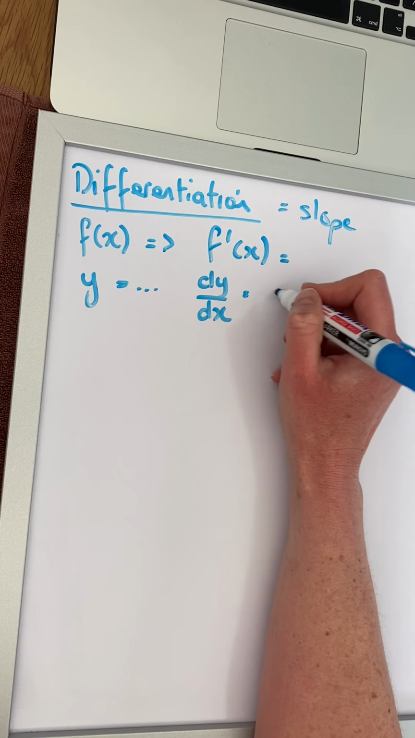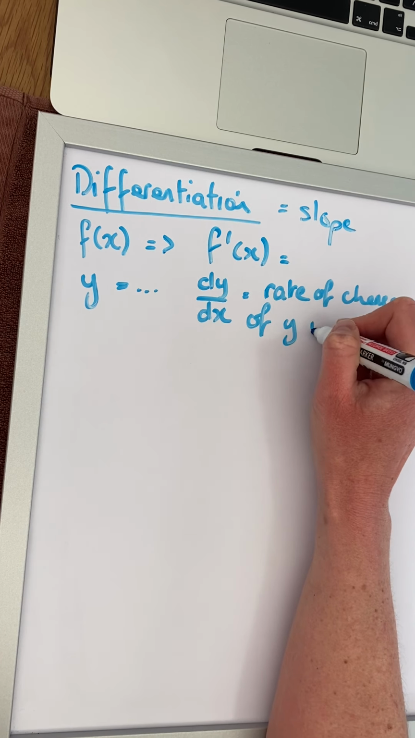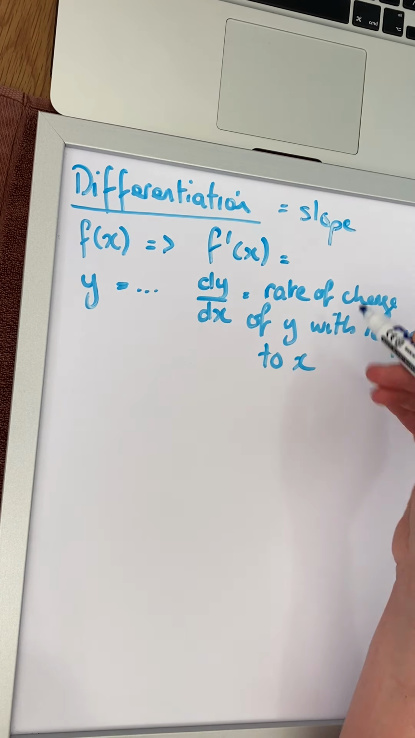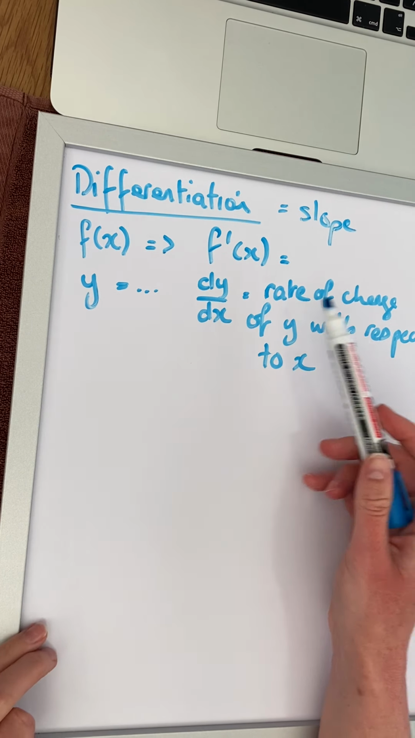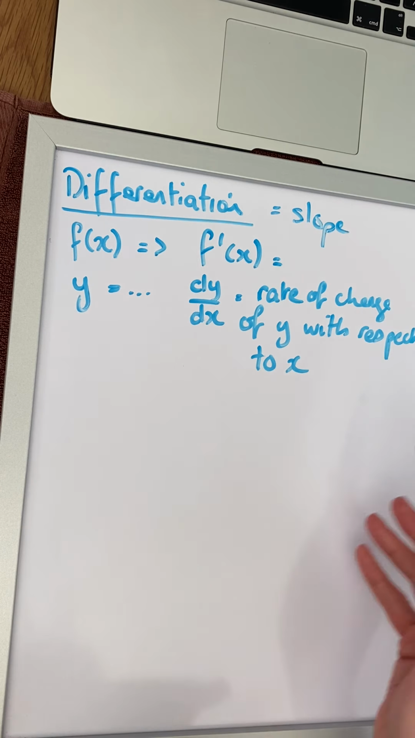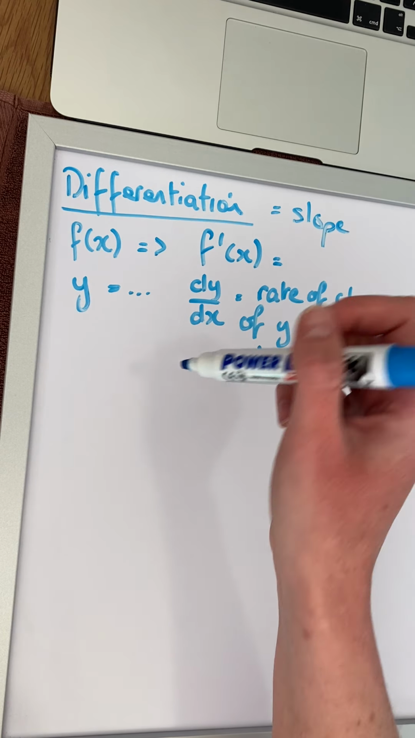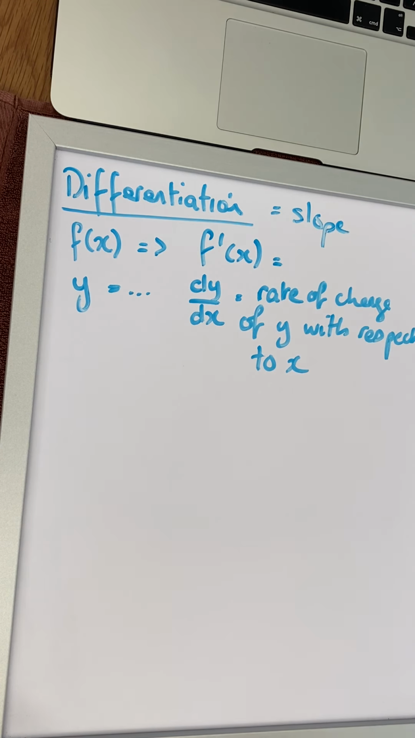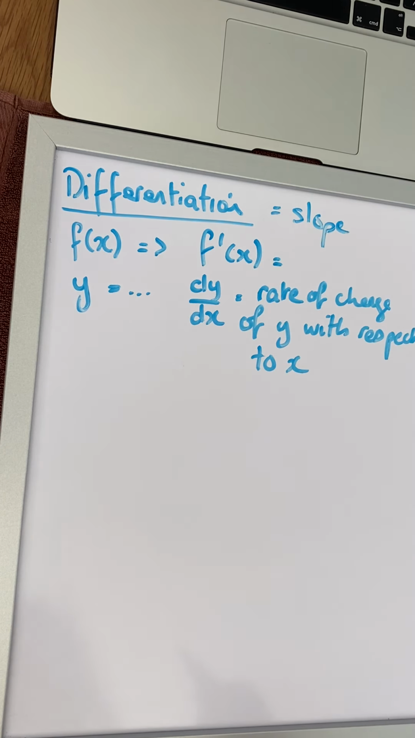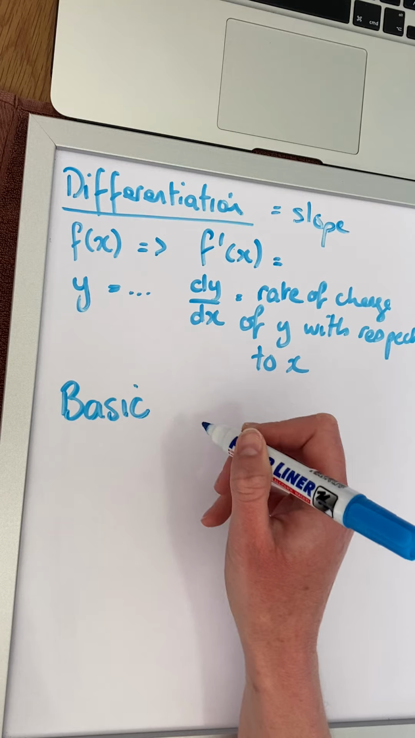Now what dy dx means is the rate of change of y with respect to x. So this is where our link with slope comes in. Rate of change does mean slope. So we're looking at how y changes with respect to x. So that's what dy dx means. dy is short for delta y, delta x. So rate of change of y with respect to x. So when we're finding the derivative of any function, we can use either of these two notations and they will be fully correct.